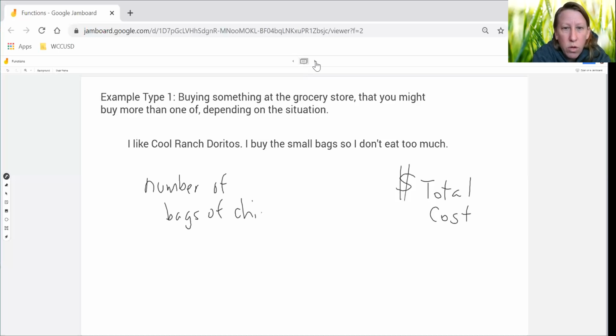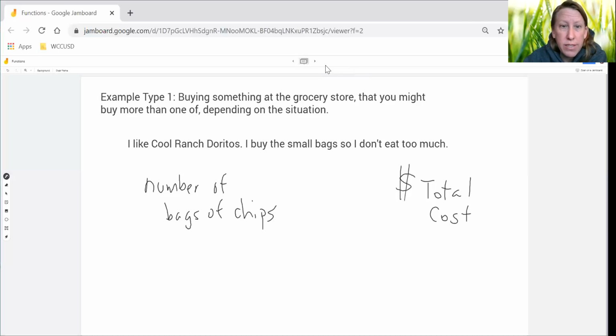And if I buy more chips, it's going to cost more. And if I buy less bags of chips, it's going to cost less. In math, we call this a direct variation. You don't really need to know that right now, but that's what we're talking about. So the number of bags of chips, if I buy more, it's going to directly affect how much it costs.